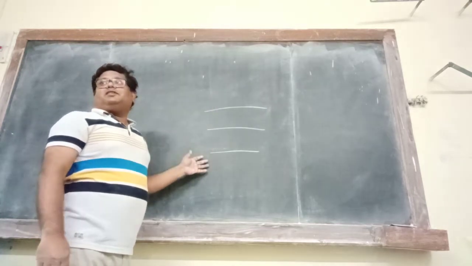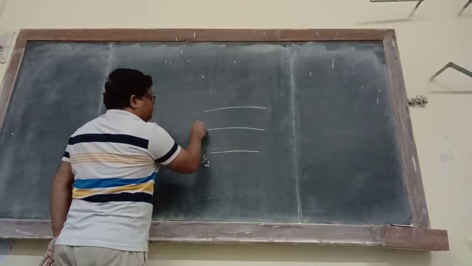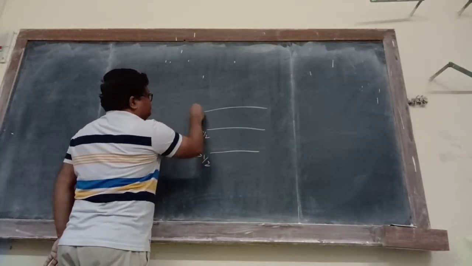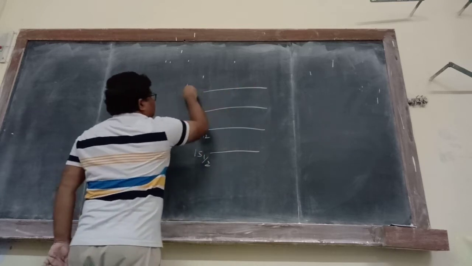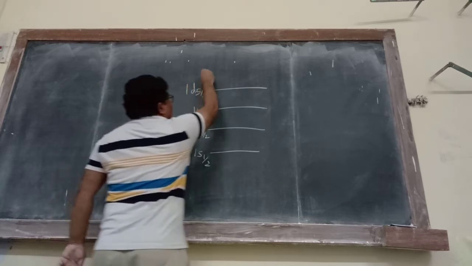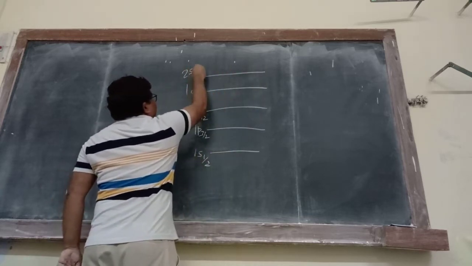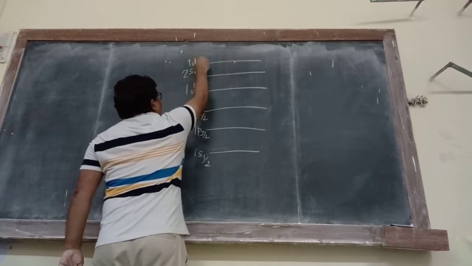1s 1/2, 1p 3/2, 1p 1/2, 2s 1/2, next 1d 5/2, next 2s 1/2, next 1d 3/2. Okay.